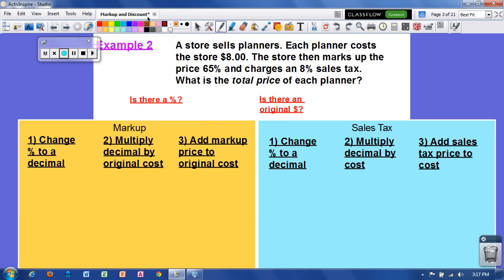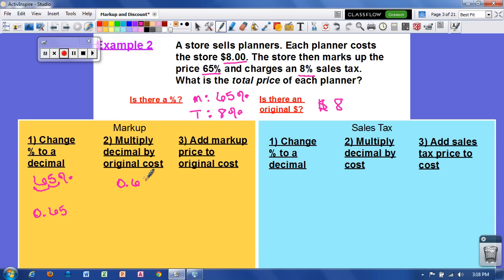So do we have any percentages here? Yes, we do. We have a markup price of 65%, so I'm going to use M for markup. So a markup percentage of 65. And then an 8% sales tax. So tax is 8%. The original price, that would be $8. Alright, for the markup, we want to change the percent to a decimal. We have 65%. Paddle to the left 2 places. I get 0.65.